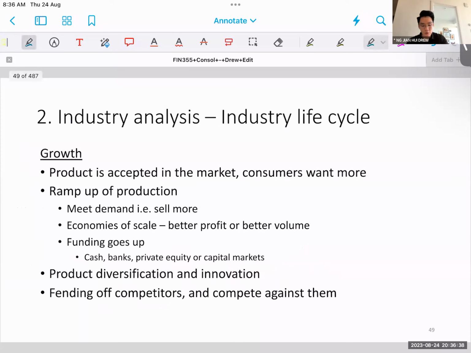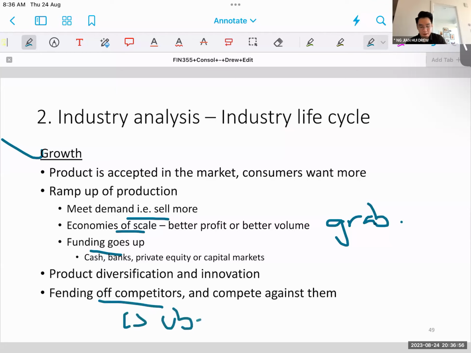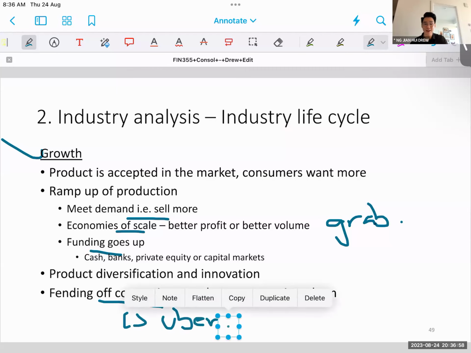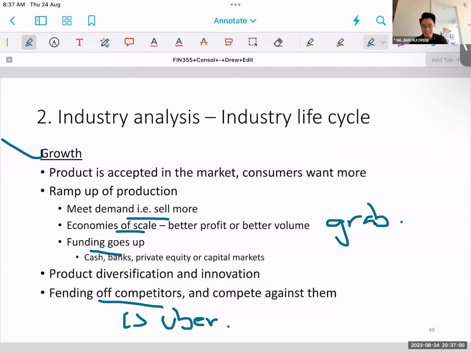In terms of the growth industry life cycle, this is where there's more demand for the products, there's economies of scale, there's funds. Okay, maybe Grab is here. Maybe it's in the growth stage. Then, of course, there are some competitors. Remember, we think about Uber. Uber was bought over by Grab, so it fended off its competitor. There's some diversification that's going on.